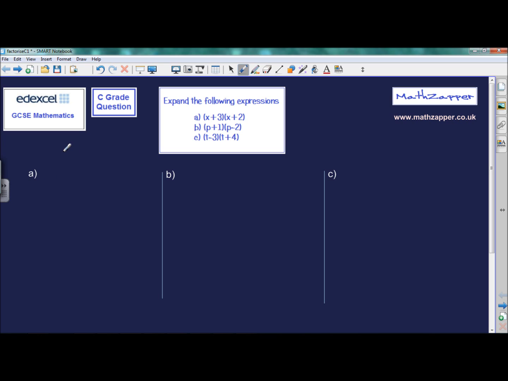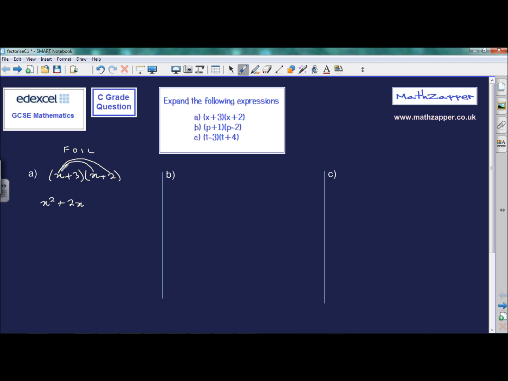The first method I'm going to show you is the FOIL method, which represents first, outer, inner, and last. So we've got x plus 3 all multiplied by x plus 2. The FOIL method works like this. Take the first x, multiply it by the first x in the second bracket. So x multiplied by x gives you x squared. Go back to the first x in the first bracket, multiply it by the second term, which is plus 2. Plus 2 times x is plus 2x.